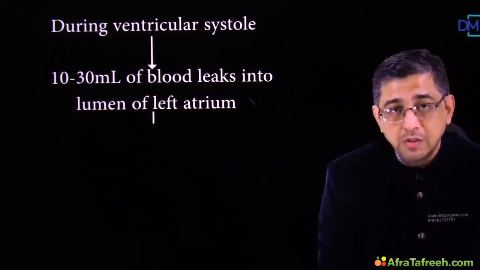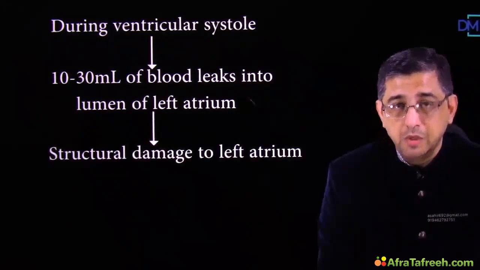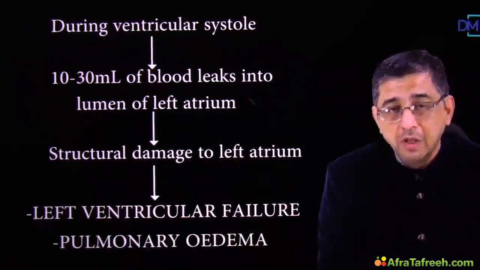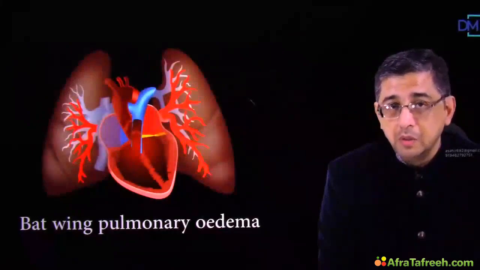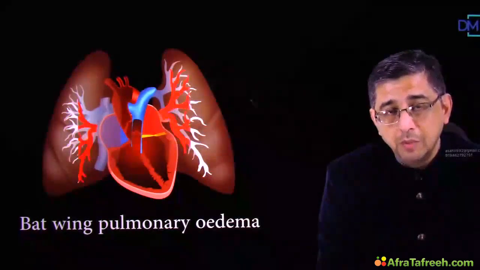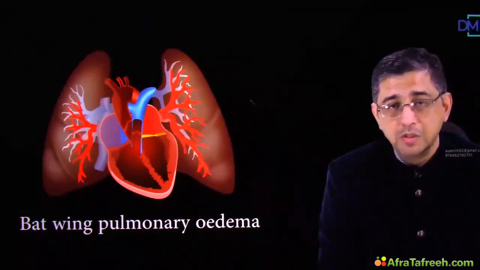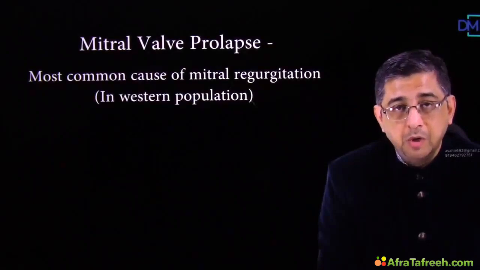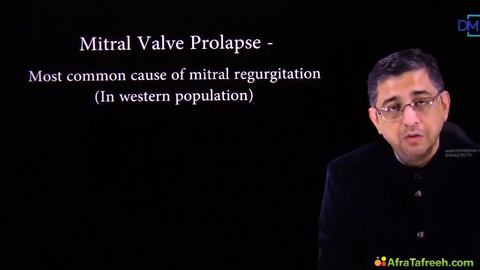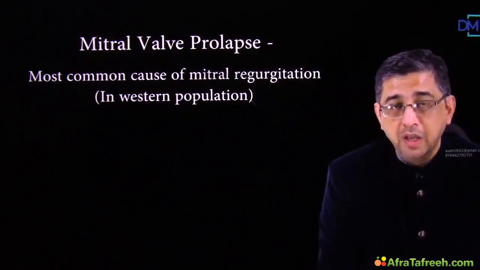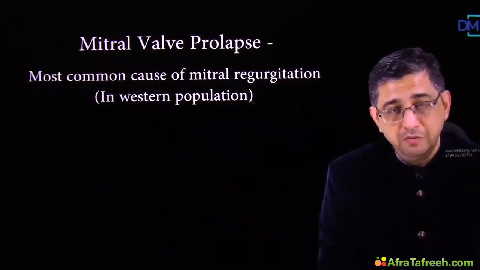This would result in structural damage to the left atria and the possibility of left ventricular failure and pulmonary edema developing in the patient. The blood would back up into the pulmonary circulation and the patient would have features like orthopnea and paroxysmal nocturnal dyspnea. In the Western population, mitral valve prolapse is the number one cause of mitral regurgitation, but today we will study why you have mitral valve prolapse in the very first place.